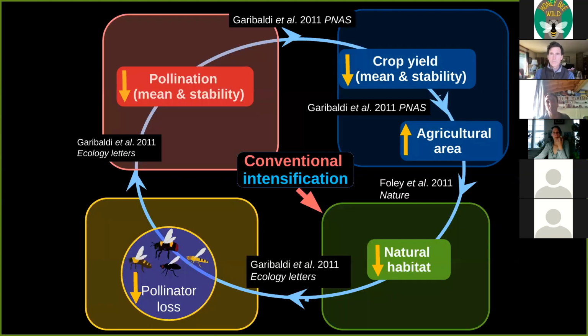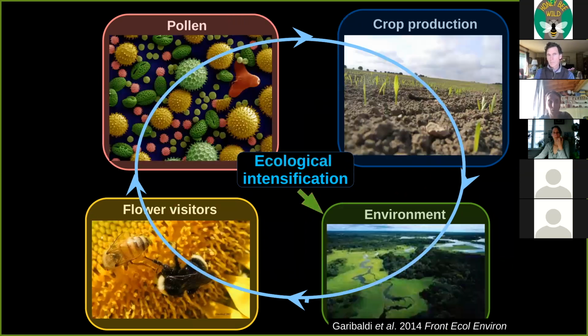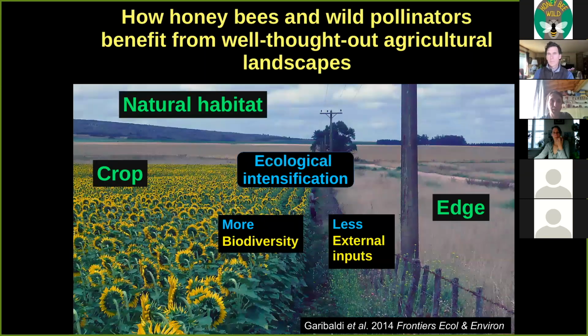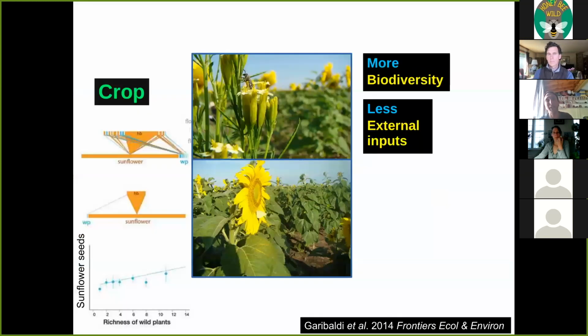So the idea to finish, I will give a fast summary, is to move from a negative cycle of ecological intensification into a positive cycle of ecological intensification. And we can perform practices within the crop, at the crop edge, into the border, and at the landscape, which I focus in this talk, the importance of natural and semi-natural areas in the landscape. Within the crop, there are many practices that we can perform. Here was an example by using less herbicides.